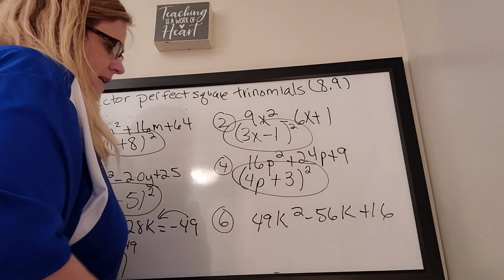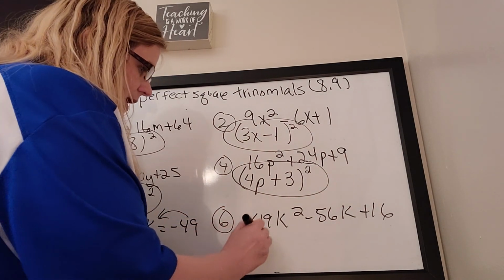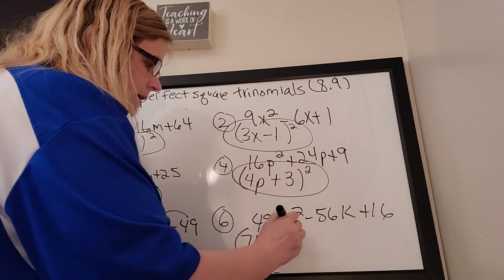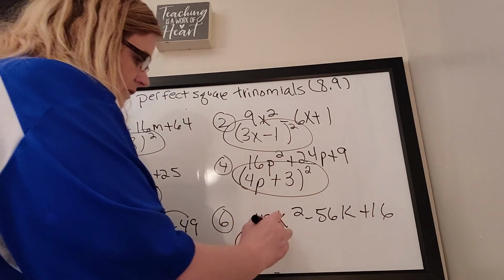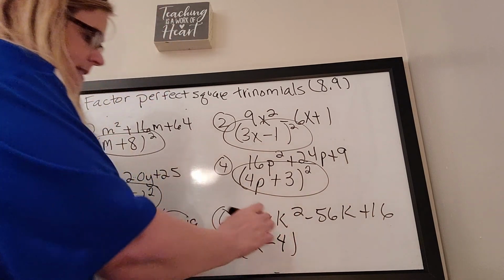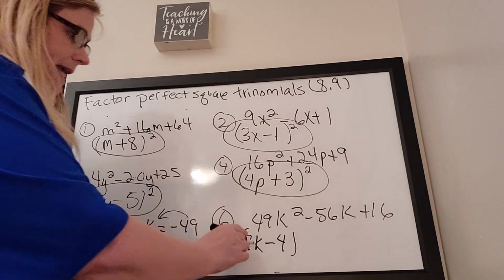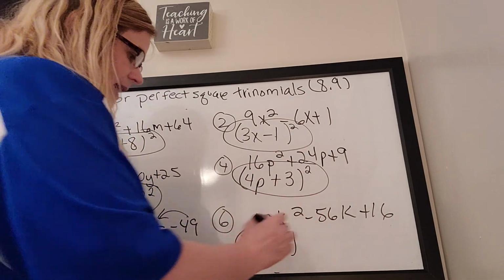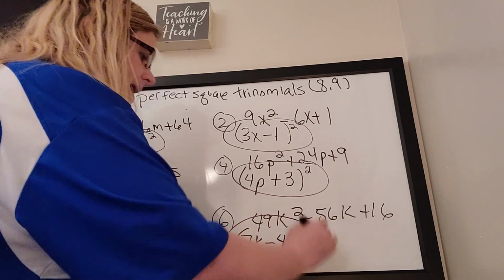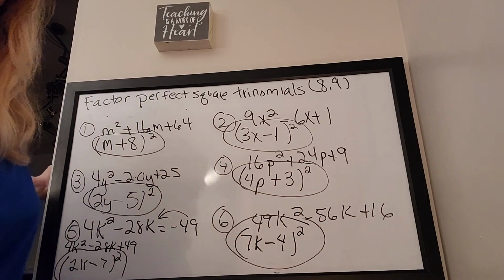This one, 49k squared is a perfect square. It's 7k. It would be a minus. And the square root of 16 is 4. 7 times 4 is 28k, times 2 is 56k. So that does work as well. And we just put a square in that, and that's the answer.